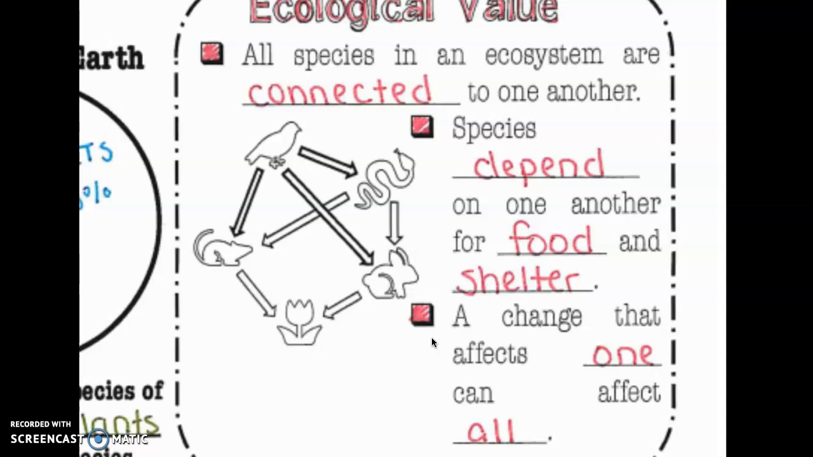But if all you had in the fridge was grilled cheese and you didn't have any cheese, then you would have to go hungry. Species are dependent upon one another for food and shelter. A change that affects one can affect them all. When we start studying food webs and food chains, we're really going to see how that plays a part, especially when we talk about food webs.